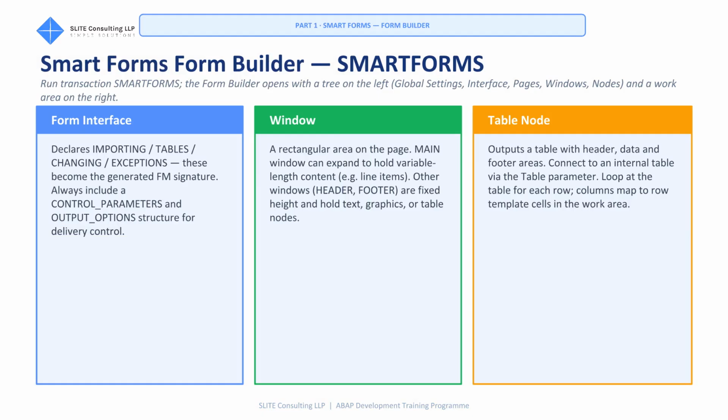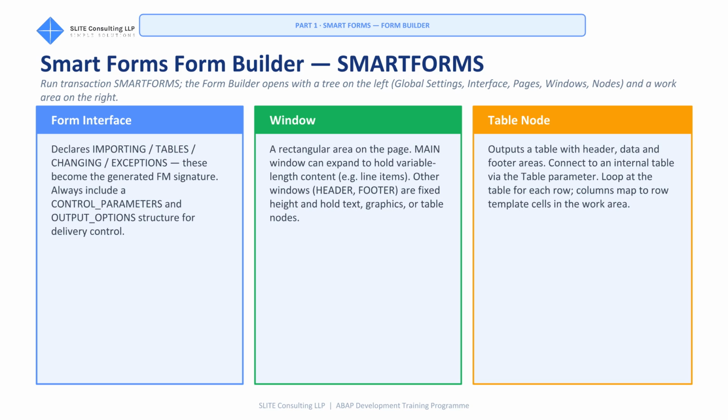Transaction SMARTFORMS opens the form builder, a node tree on the left, a work area on the right that changes based on which node you select. The form interface is where you declare the parameters your form needs. Importing parameters become the FM's parameters from the caller's perspective. Declare IS_PO_HEADER for the PO header and IT_PO_LINES for the line items. Always include control_parameters of type SSFCTRLOP and output_options of type SSFCOMPOP. These are standard and SAP provides default handling for them.